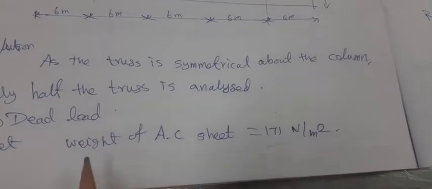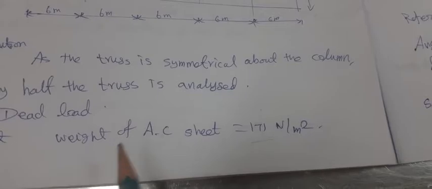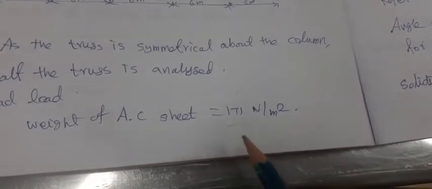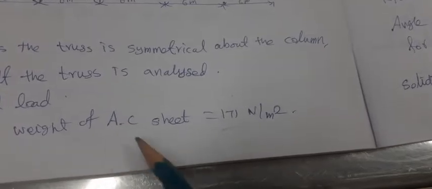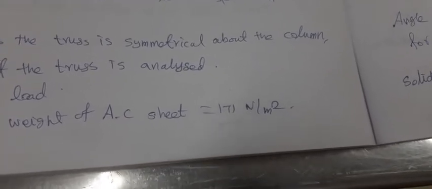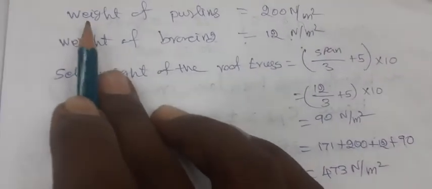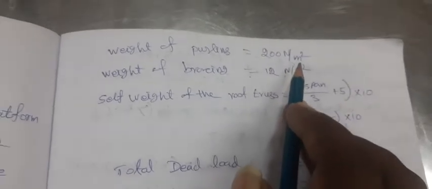for steel structures. In this code they give the dead loads for the alternative materials. From that we are taking the AC sheet, which has 171 Newton per mm square. The next thing is that the sheets are supported by purlins. So we have to add the dead weight of the purlins. The dead weight of purlins is 200 Newton per meter square for supporting the AC sheets.